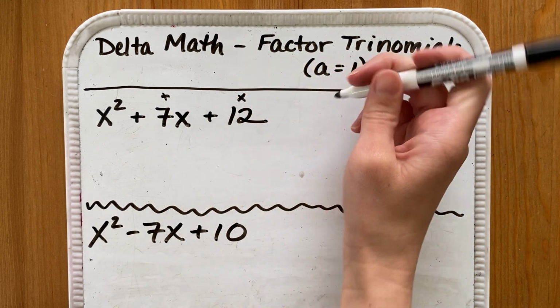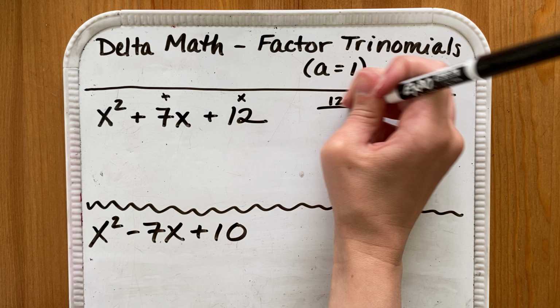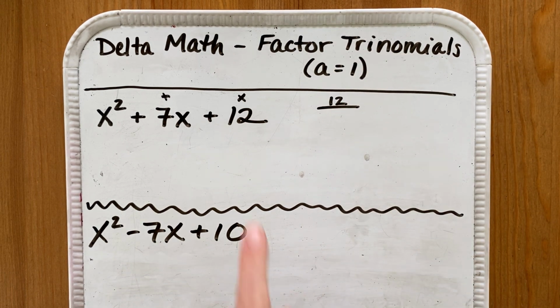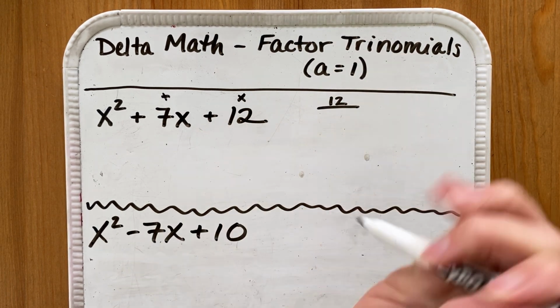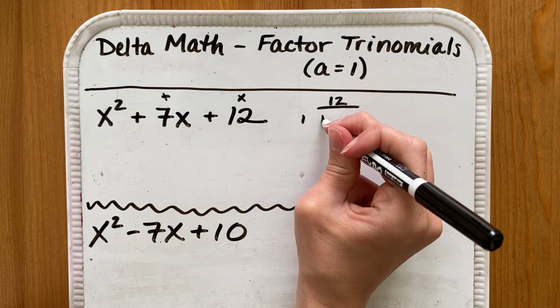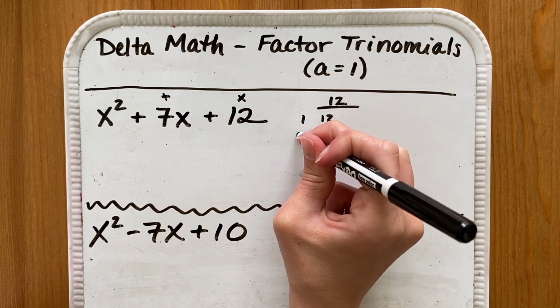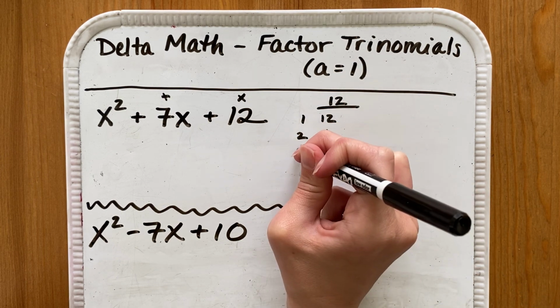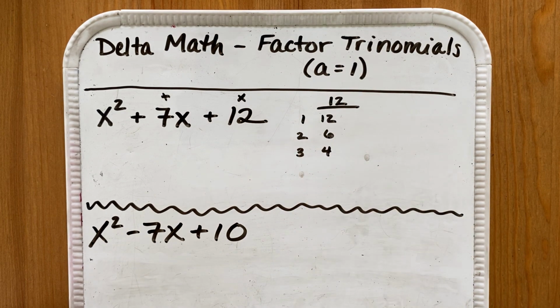So I'm going to start with the number 12. And I'm going to make a list of all the things that multiply to give me positive 12. So that could be 1 and 12. It could be 2 and 6. It could be 3 and 4. And I think that's about it.